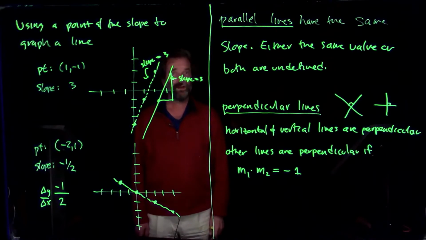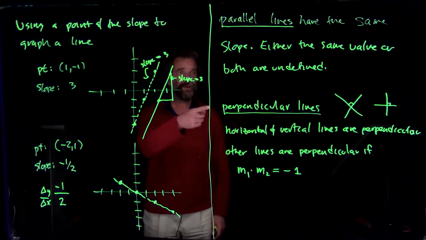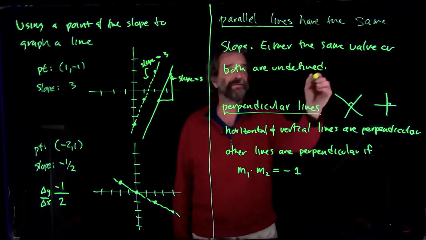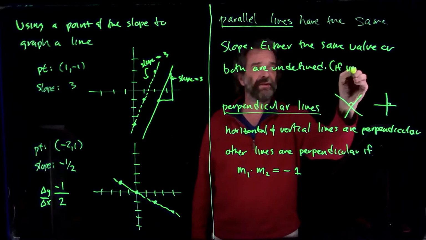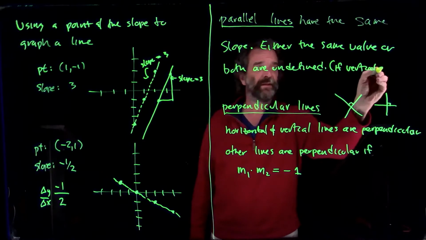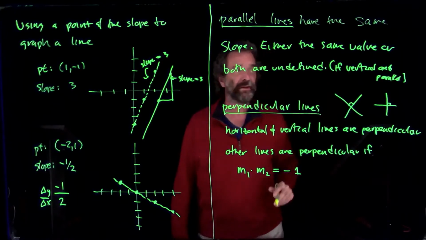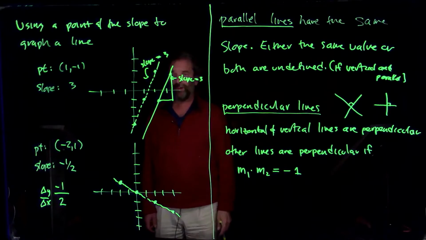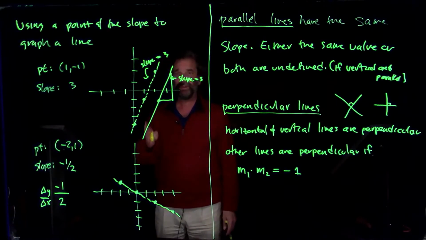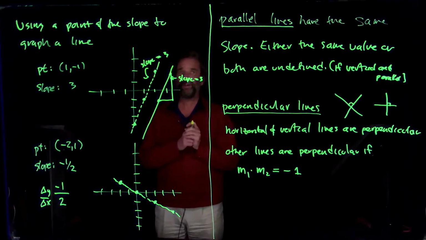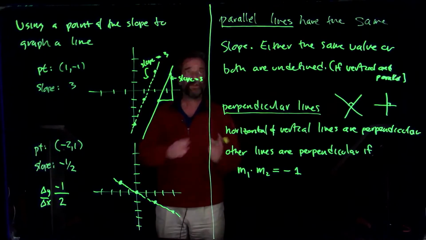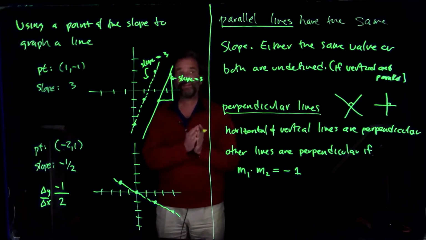So that makes sense. Either the same value, here is slope 3, or maybe both are undefined. That would just be if they're vertical and parallel. So every line has a slope except for vertical lines. And so the only way the slope could be undefined is if the line's vertical. So if you have two lines with undefined slope, those two lines have to be parallel or possibly the same line. You might not notice that. And parallel lines have the same slope. If they have the same slope, they're parallel or maybe the same line.